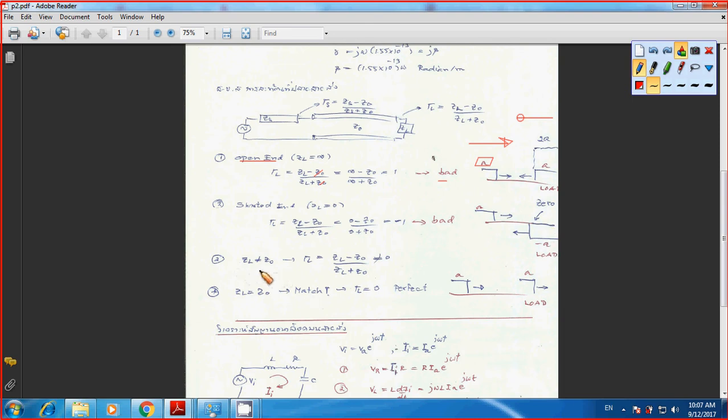For ZL not equal to Z0, your tau L will follow this equation, and that's not equal to 0. And for ZL equal to Z0, we call it matched impedance, and that gives you tau L, or reflection coefficient at the load, to be 0. That's going to be a perfect case, because this is what you want. The load will receive your signal with the amplitude, or voltage, to be A, as you are looking for.